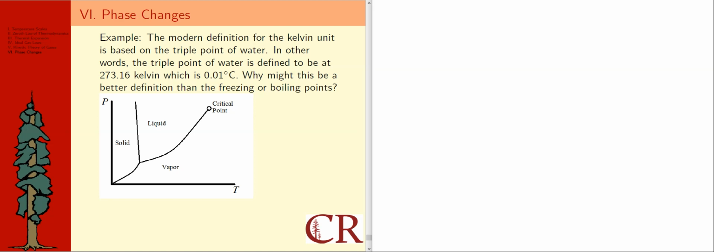You could Google exactly when, I thought it was March, but I could be wrong, the new definition of the Kelvin unit took effect. And the new definition of the Kelvin unit is actually based on a defined value of the Boltzmann constant. It is no longer based on the triple point of water, but prior to that, it was for a long time. And that is what this question is related to, because it's asking why this might be a better definition than the freezing or boiling points.